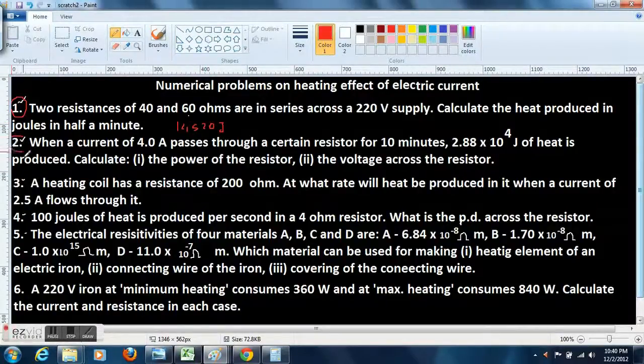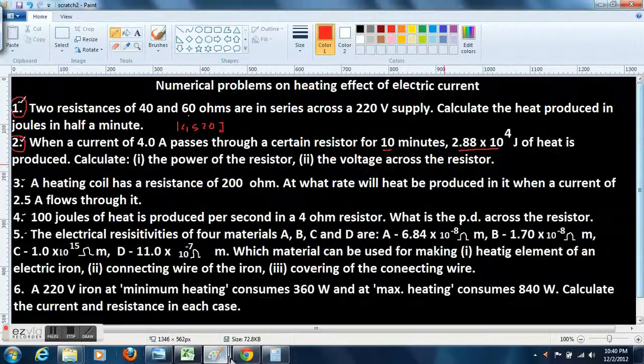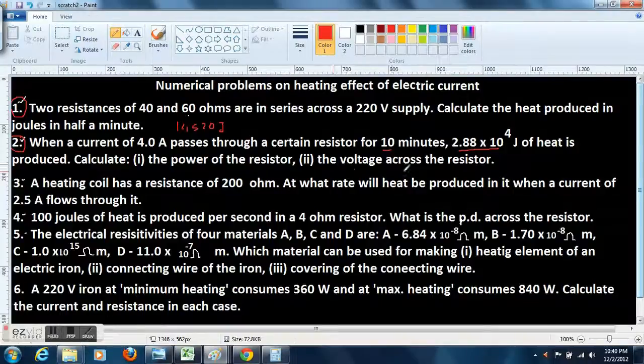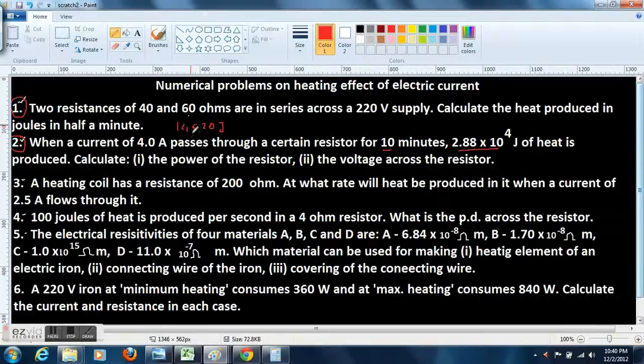Question number 2. When a current of 4 ampere passes through a certain resistor for 10 minutes, 2.88 into 10 to the power 4 joules of heat is produced. Calculate 1. The power of the resistor, 2. The voltage across the resistor. Okay, the time is 10 minutes, heat produced is 2.88 into 10 to the power 4. So 2.88 into 10 to the power 4 joules is produced in 10 minutes.